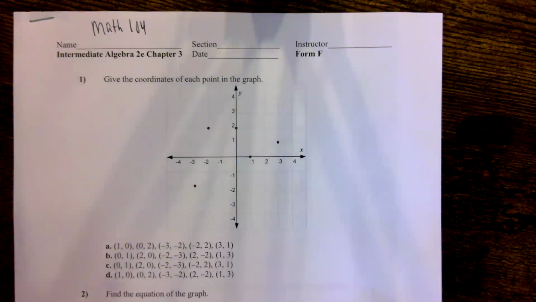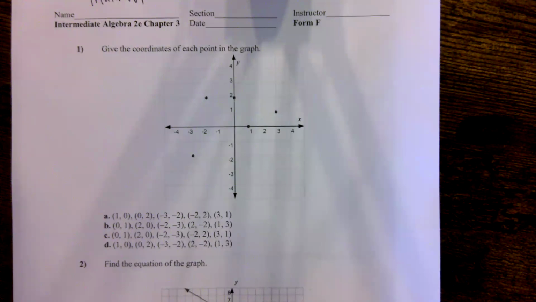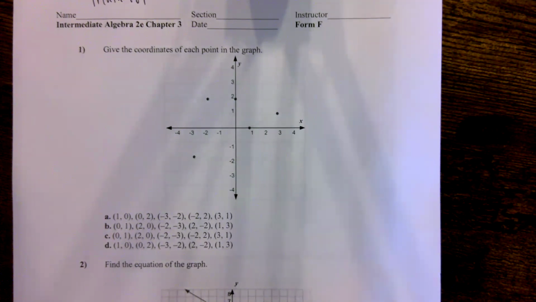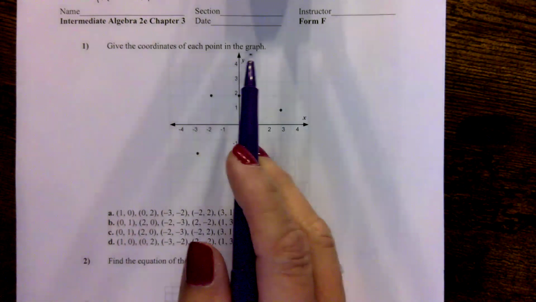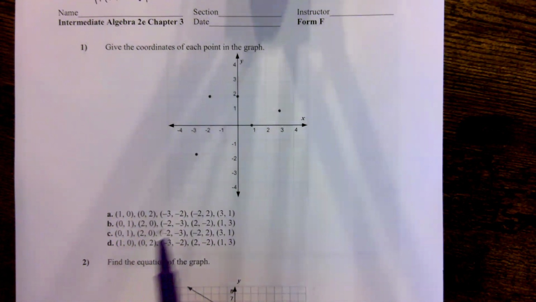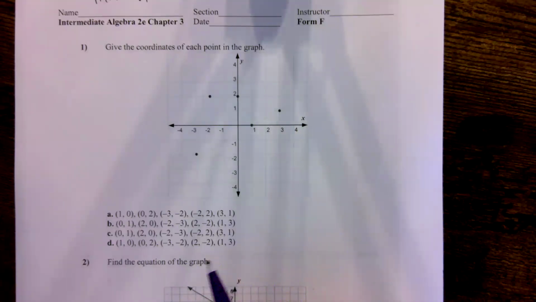So the beginning of chapter 3, we practice how to draw coordinates on a graph because that's going to help us be able to graph some of the algebraic concepts that we've been working with. So it says give the coordinates of each point in the graph. So there are 4 points. There's a lot of multiple choice on this review.